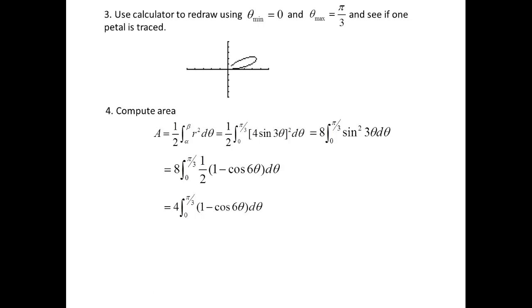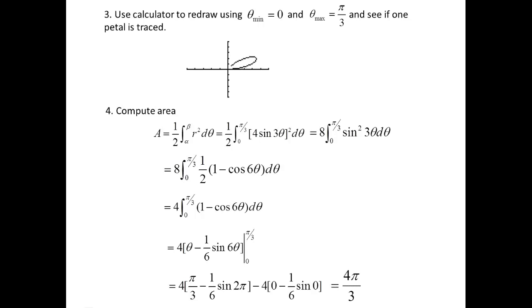And then if I go ahead and do a little bit of calculus, antiderivative of 1 is theta. Antiderivative of cosine 6 theta is 1/6 sine 6 theta. And now we just have to crank this through the fundamental theorem of calculus. So put the pi over 3 in, put the pi over 3 in, minus, then putting the 0 in gives us this mess. This last piece here, that will all become 0. The sine of 2 pi is 0, so it looks like we're just going to end up with the area being 4 pi over 3. So the area of one of those 3 petals is 4 pi over 3.